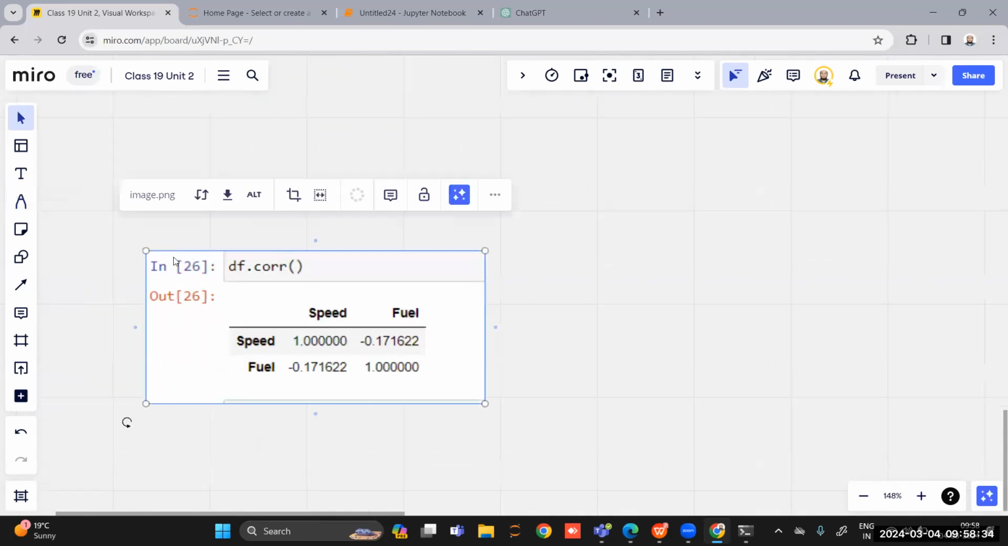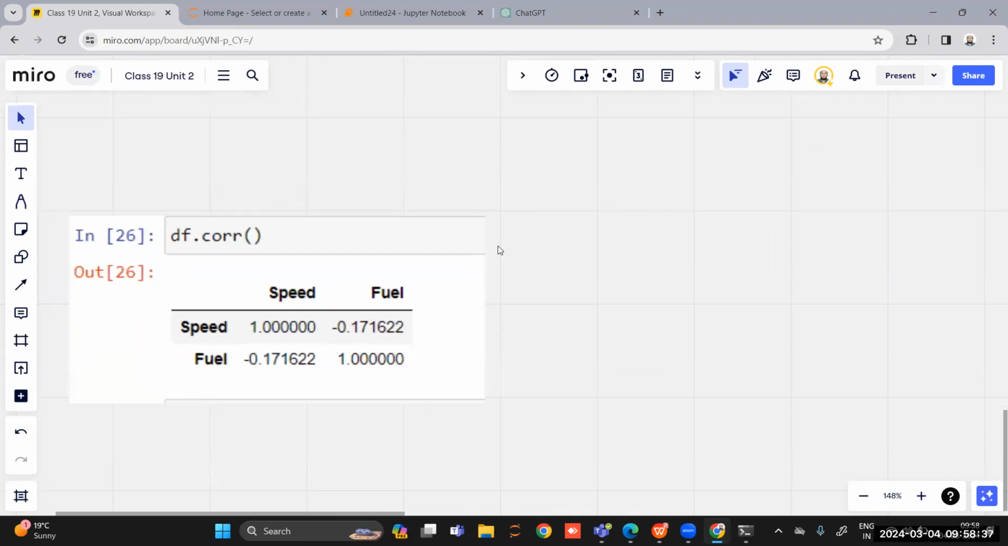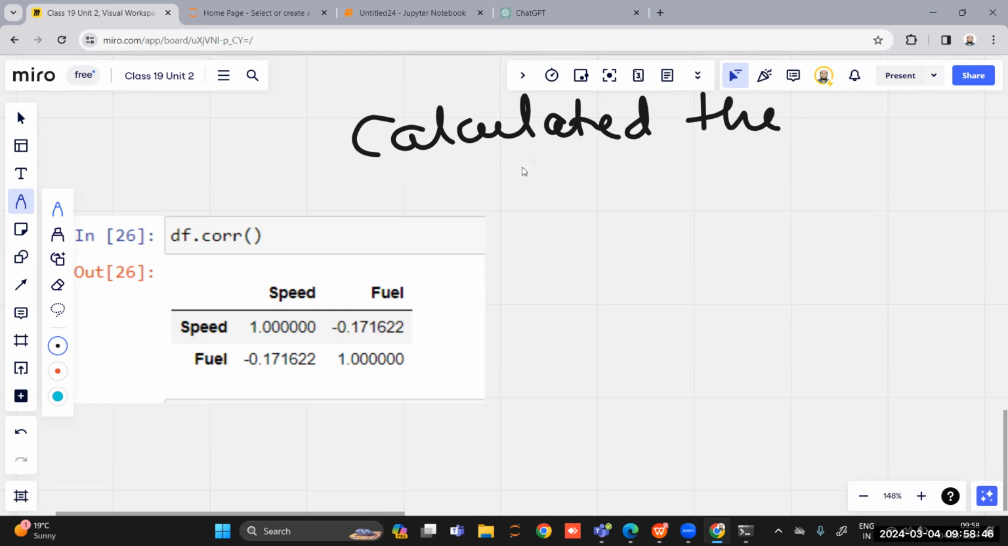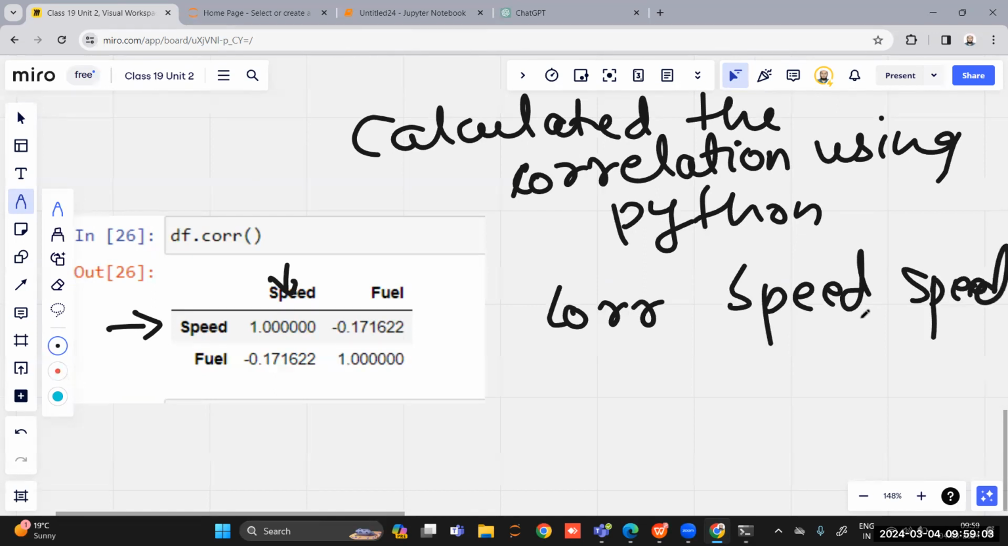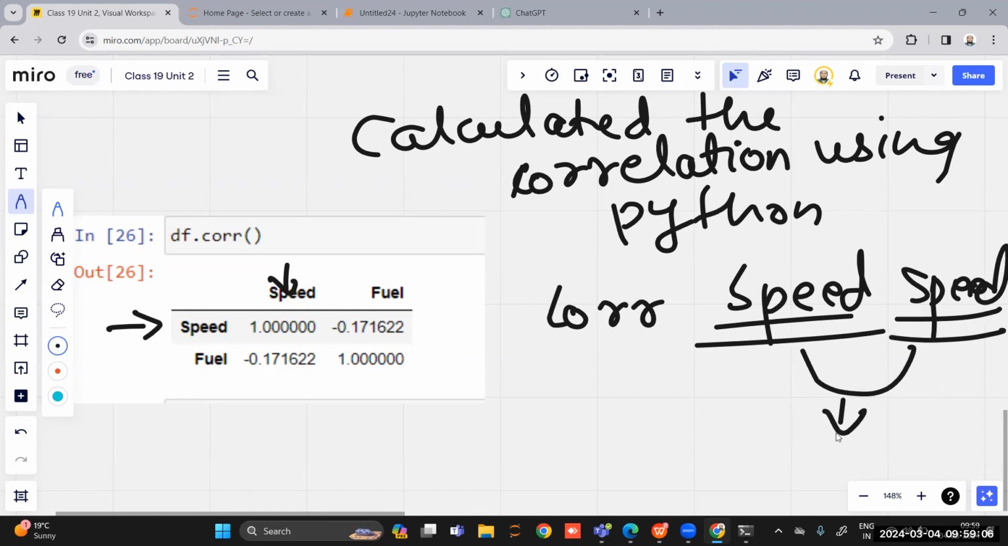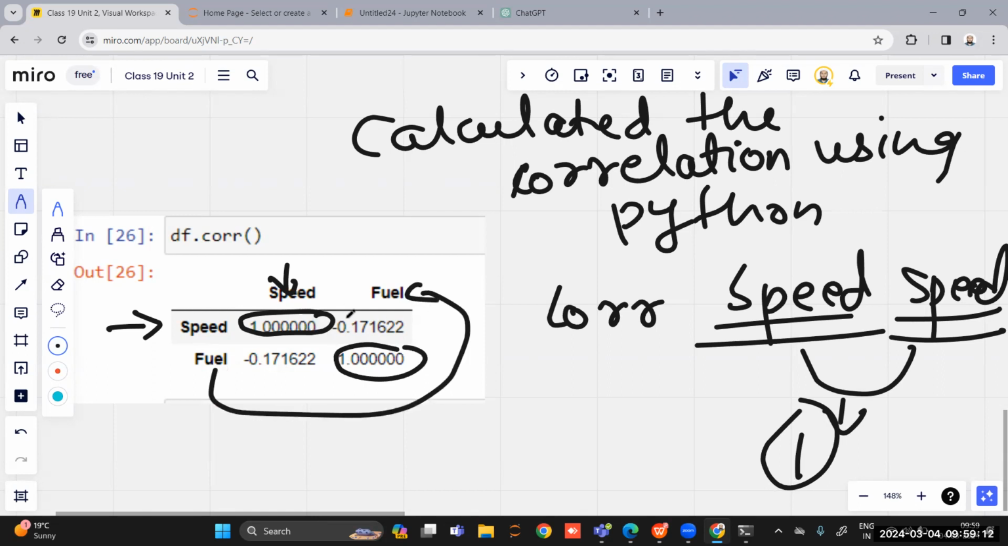So what we have done is calculated the correlation using Python. Yes or no? Python gives speed versus speed, the correlation of speed with the speed column. When there are two same columns and same entries, the correlation is always one. So it gives speed versus speed and fuel versus fuel, but we don't need these because the correlation is always one. What is important is this.